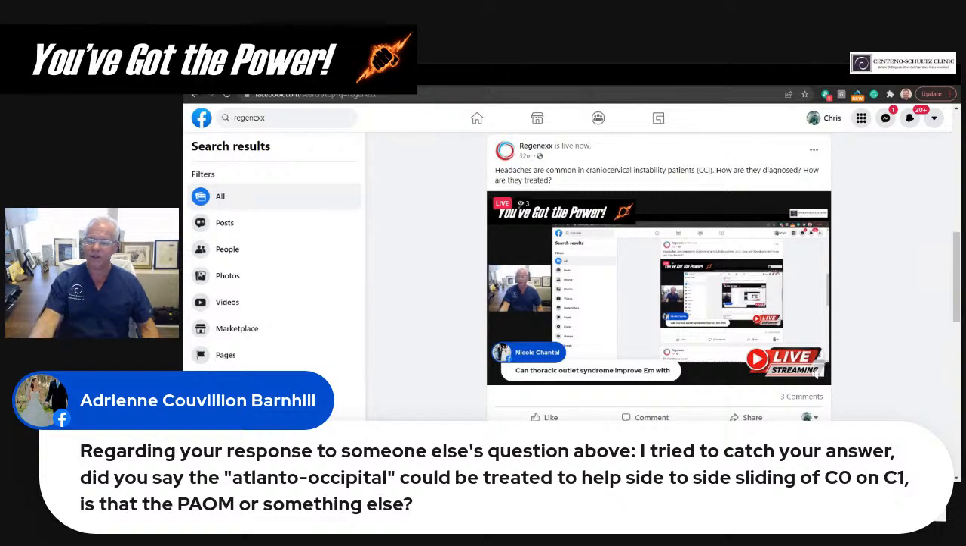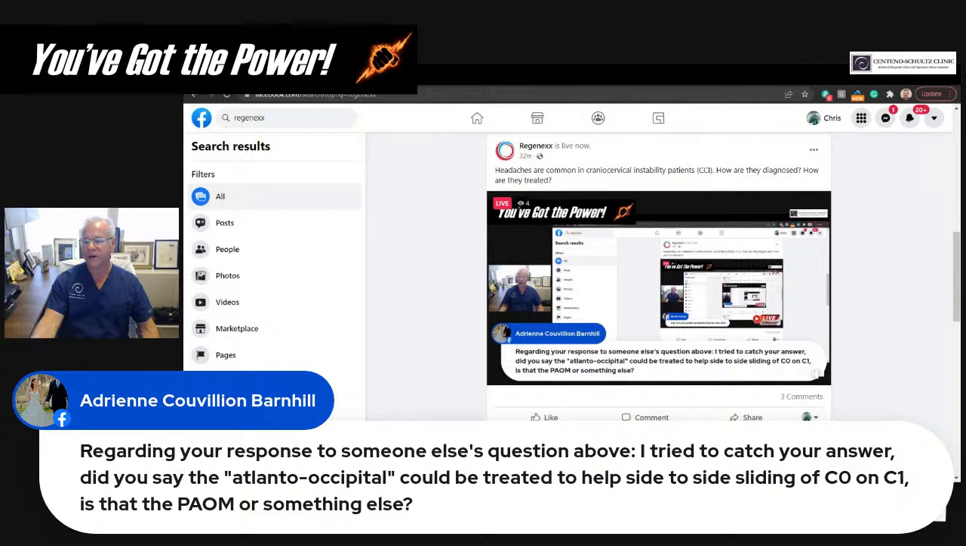Adrienne, regarding your response to someone else's question above, I tried to catch your answer, but you say that occipital could be treated to help side-to-side sliding. Yeah, so Adrienne, the occipital ligament is the ligament that goes from the far outside part of C1 up to the skull. And let's see if we can find a picture of it.